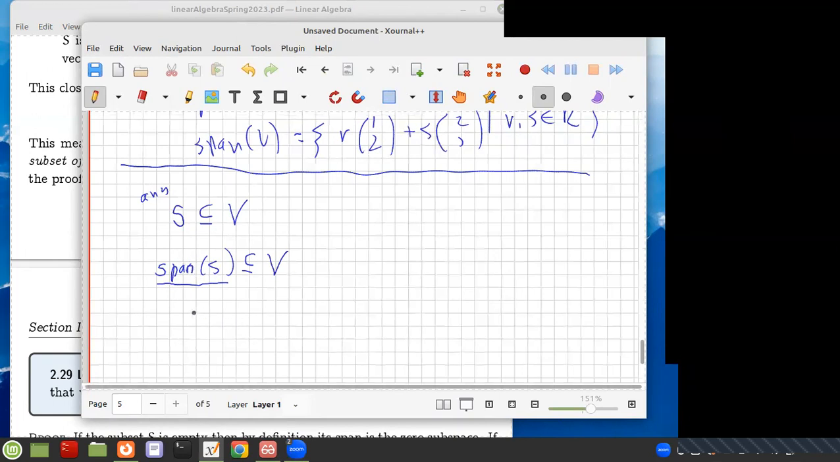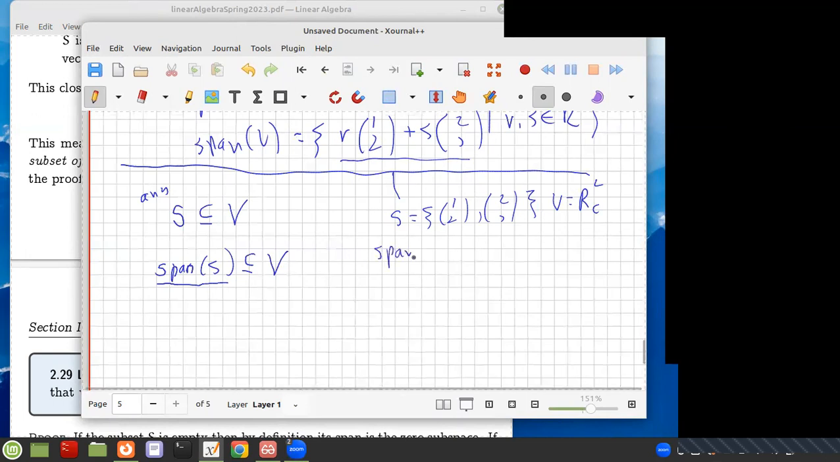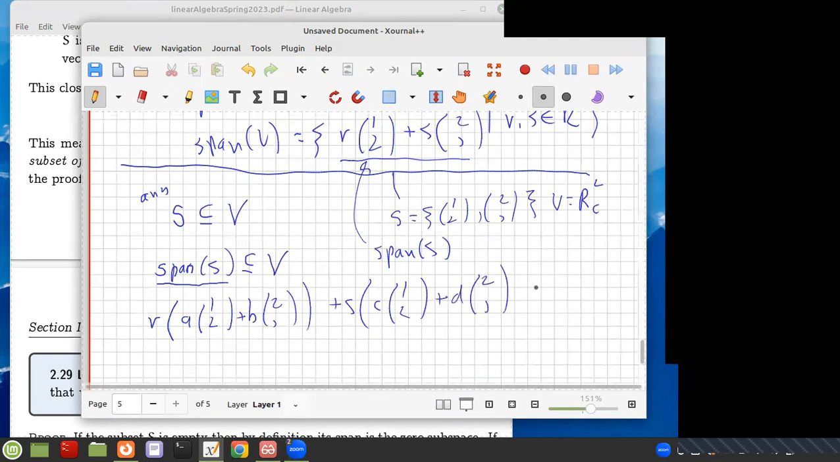But that's just saying, let's say S was equal to {(1,2), (2,1)}, and that means V was equal to R^2, as an example. Then the span of S was given above. It's this thing here. The span of S is that thing, named U up here. Well, the question is, is the span of S a vector space? Well, I'd have to check that r times (a(1,2) + b(2,1)) plus s times (c(1,2) + d(2,1)) is also in the span of S.